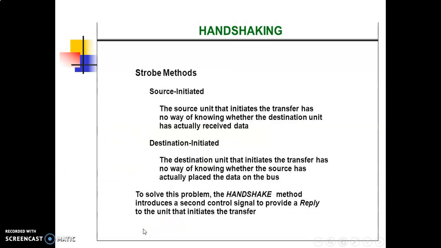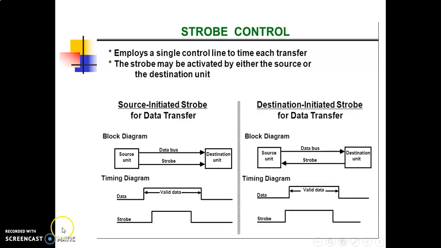Next, we have handshaking. The previous method, the strobe control method, has some disadvantages. What disadvantages? We can see that the source unit that initiates the transfer has no way of knowing whether the destination unit has actually received the data item that was placed in the bus. Similarly, a destination unit that initiates the transfer has no way of knowing whether the source unit has actually placed the data on the bus.